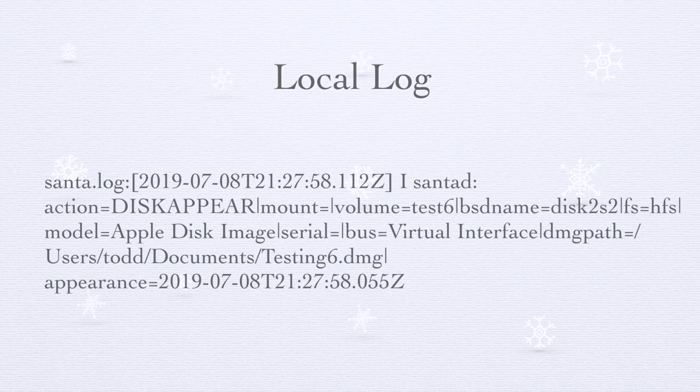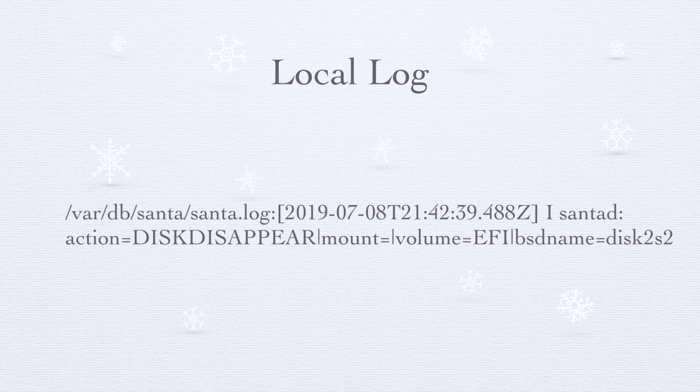In this case, here's a disappear command action. Volume name, I have a DMG path there as well, date and timestamp. So you can see a DMG was mounted at this time. And then did the DMG go away? Yes, it did. Disk2 slice 2. So by looking through these log files, you can really find out what happened on these machines.